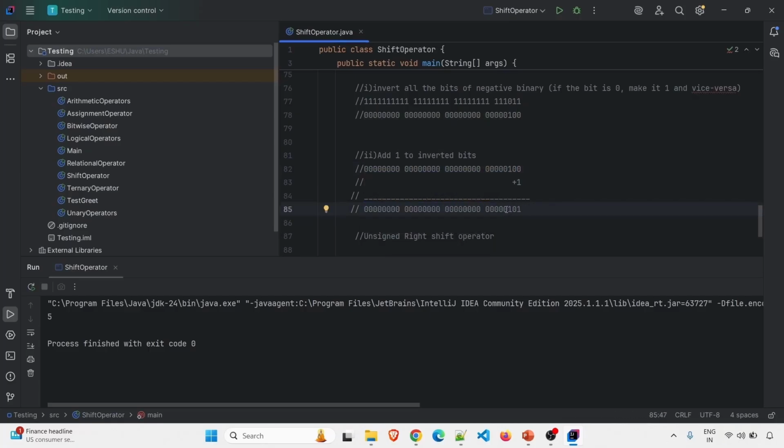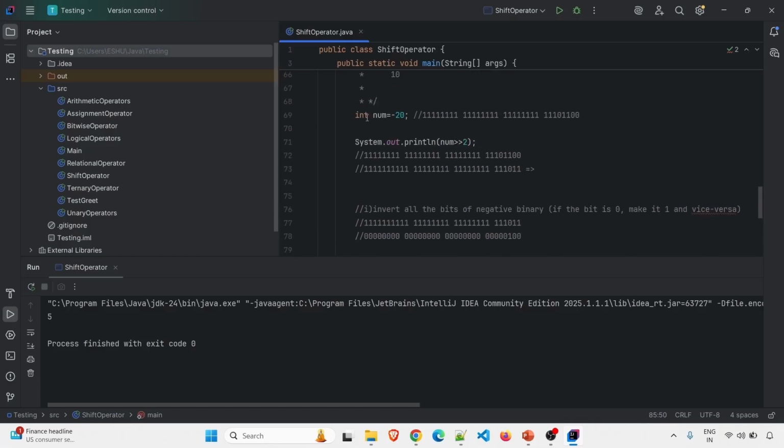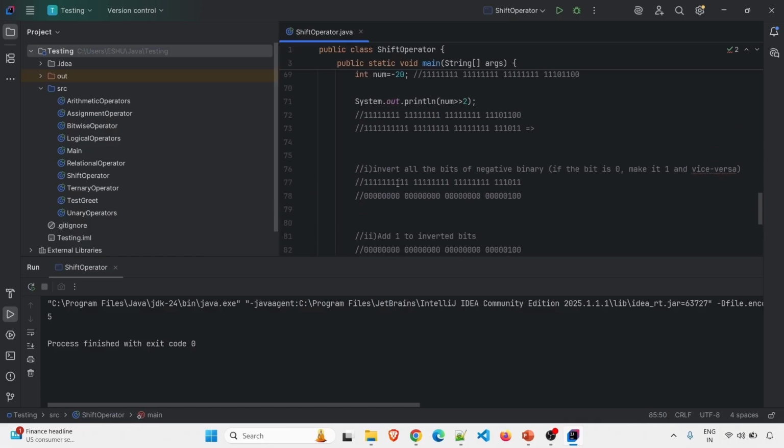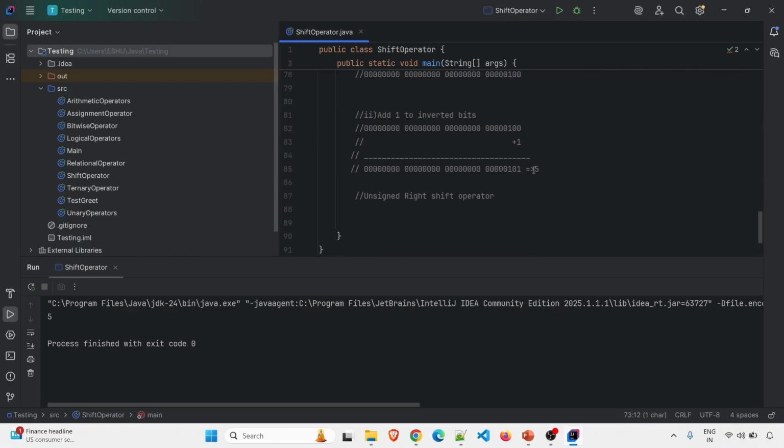If we convert this binary representation to decimal, we will get the output as 5. But we know that since this is a signed operation, we have a negative input and the output was negative. This is the final output. So its most significant bit is 1. 1 means it's a negative number. So this should be negative.